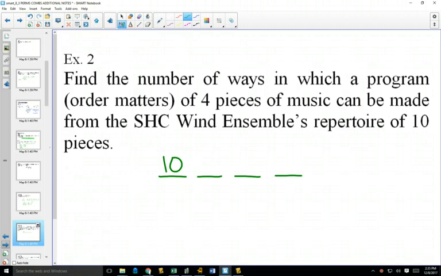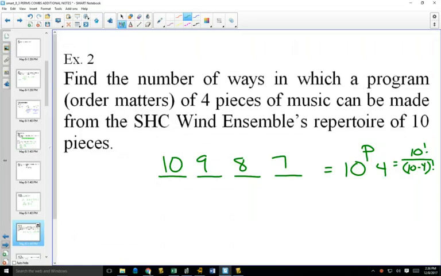How many choices do you have for song number 2? 9, then 8, then 7. And this is the same as 10P4. What's that? Right, because the formula for this would be 10 factorial over 10 minus 4 factorial. And if you expanded that, you might see why it's 10 times 9 times 8 times 7.